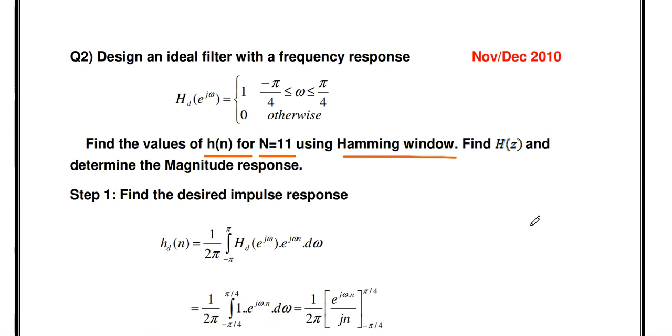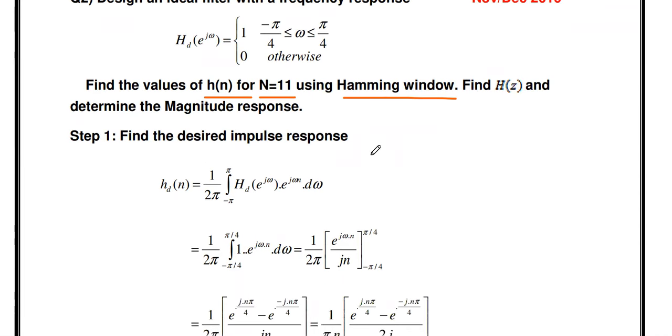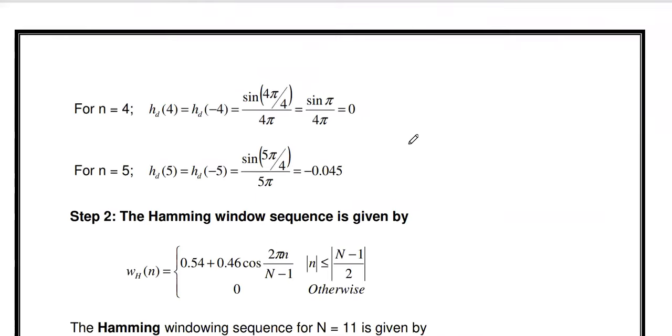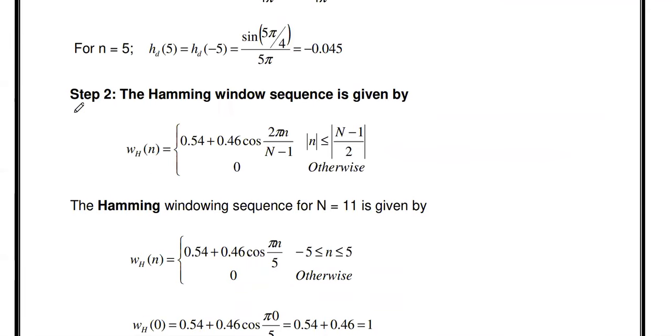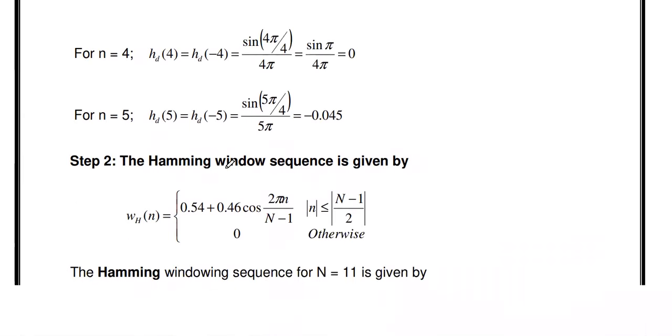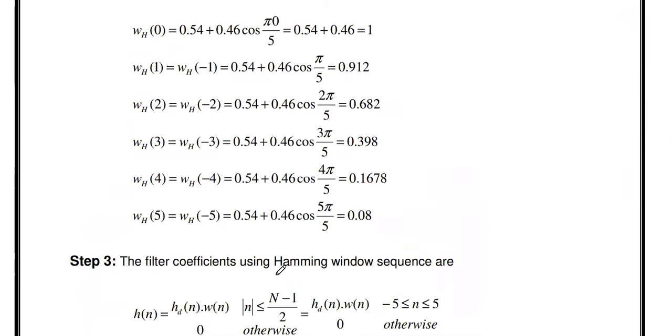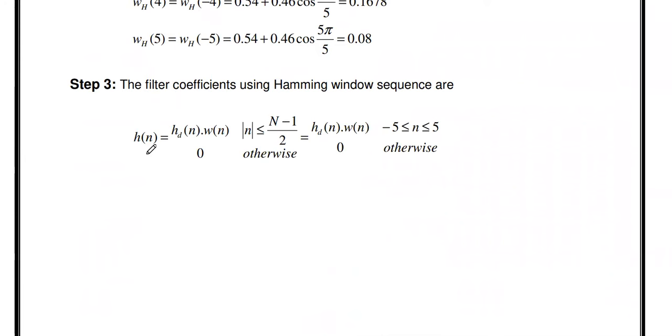Okay, so first you should know the steps to be followed in order to solve this problem in the windowing method. The first step is we have to find the desired impulse response HD of n. Then this HD of n value we have to find out for n equal to 11. Then we have to use the corresponding window. If it is a Hamming window, you just take that Hamming windowing sequence, and this Hamming window sequence we have to find out for capital N equal to 11. Then we have to multiply this desired impulse response with this windowing sequence in order to get the h of n, the impulse response.